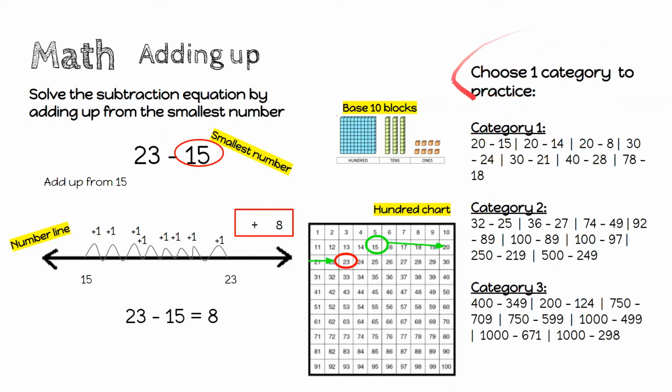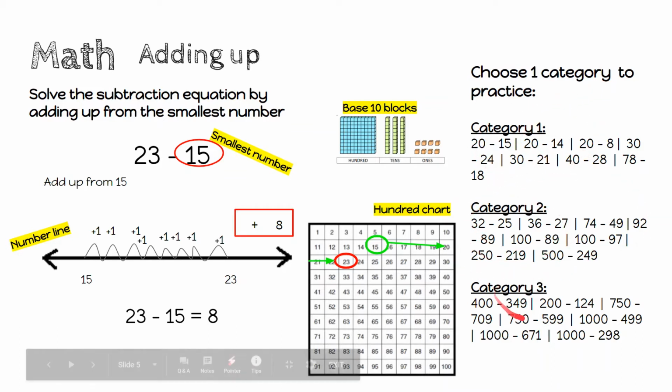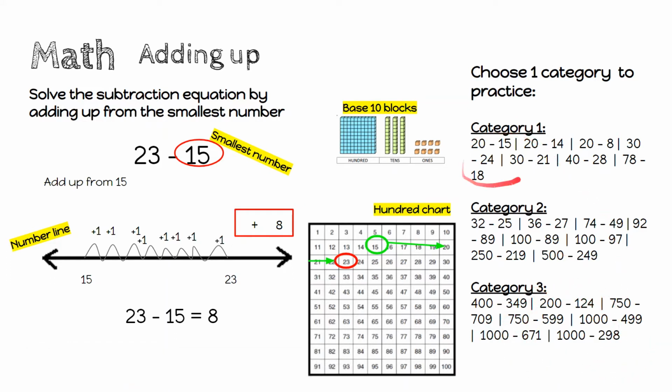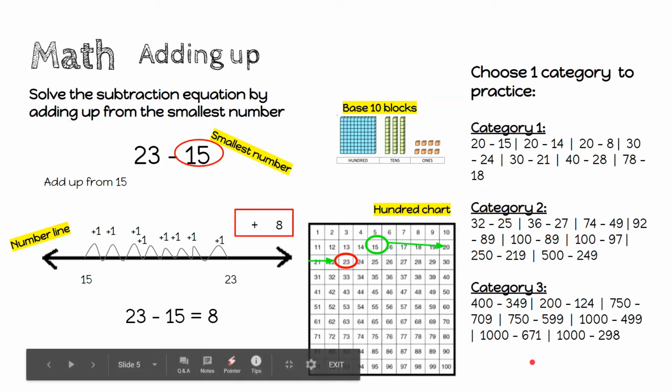Now it's time for you guys to practice on your own. So choose one category that works well for you. Everybody is different and everybody is working with different numbers, so choose what works best for you. You can start on category 1 doing 20 minus 15, 20 minus 14, and 20 minus 8. And if you would like a bigger challenge, you can move to category 2 and start working with these numbers. And if you would like to challenge yourself even more, you can start in category 3.